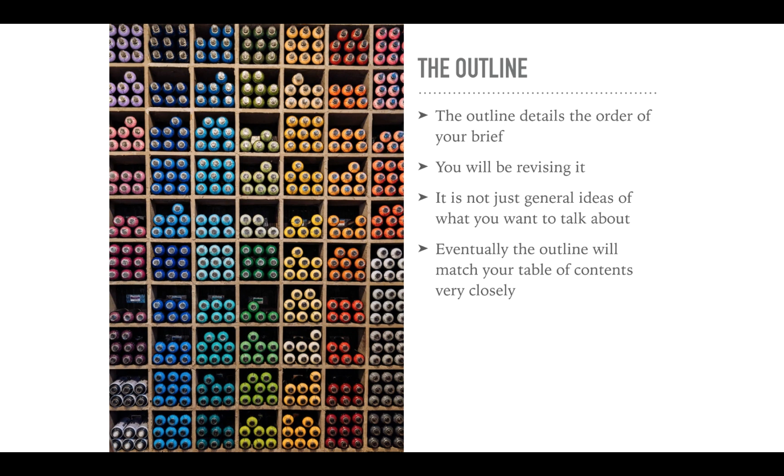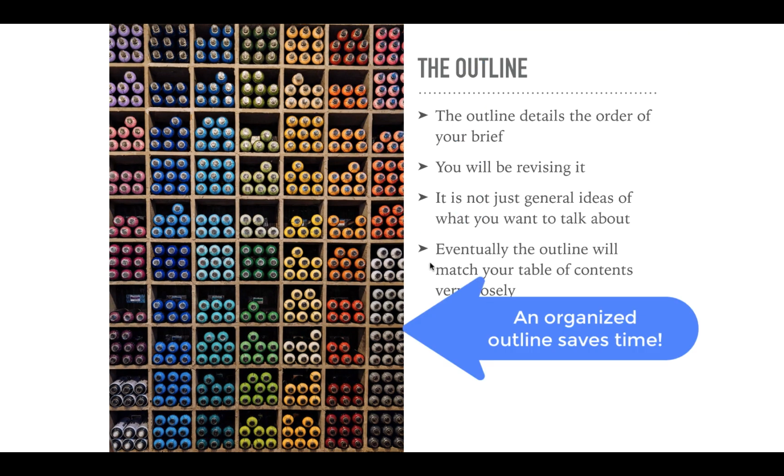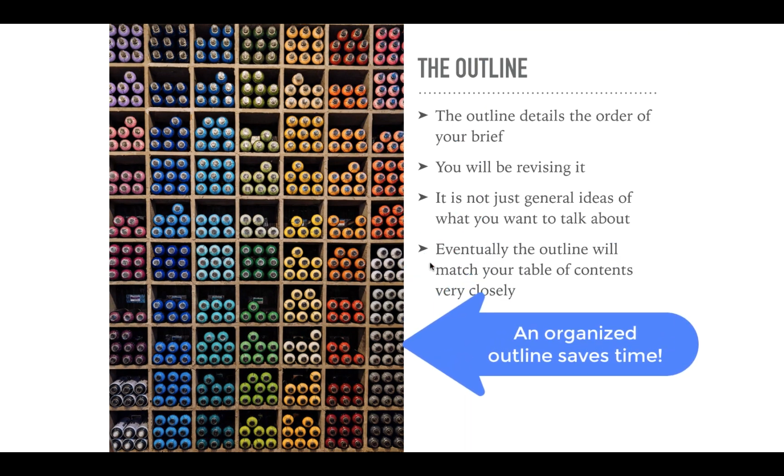The outline is critical because it's going to keep your memorandum of law nicely organized, and that organization is going to help it be persuasive and help you get a better grade. Making this outline clear now is going to save you a lot of time later.